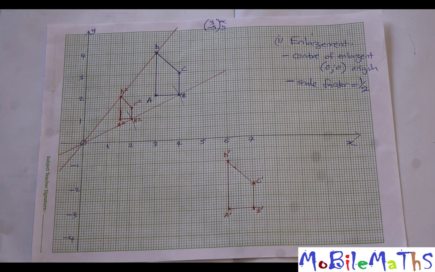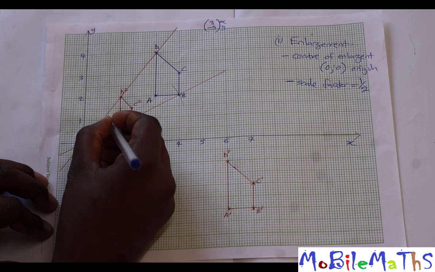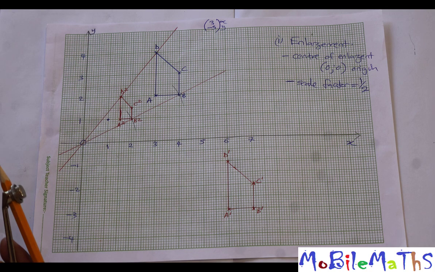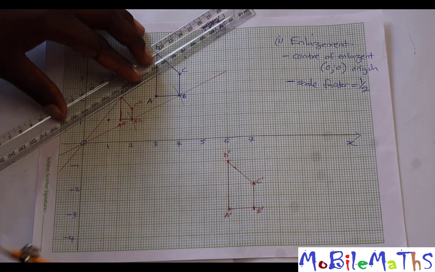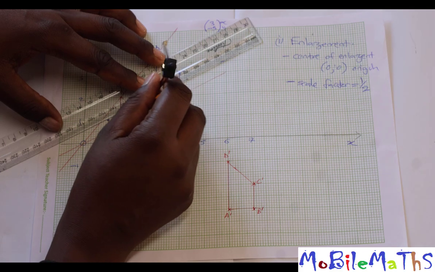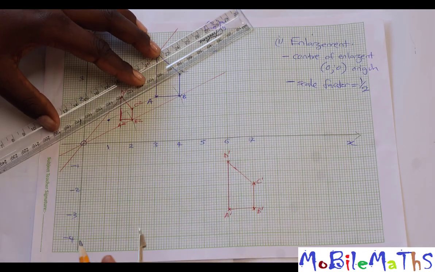They are saying draw the image of the quadrilateral under 90 degrees clockwise rotation about the center 1, 1. This is my center 1, 1. I'm going to rotate 90 degrees. So what I do is this: I'll take various points. First of all, I can take point A. I'll draw my straight line to this point.